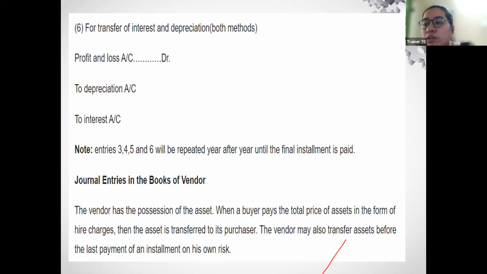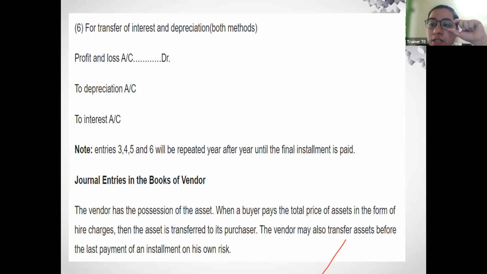Say for example, you are told to prepare the hire purchase accounts for 3 years. For the next 2 years, you will repeat only 4 entries for the second year and the third year. First and second entry will not be repeated, just like in the case of depreciation. You used to purchase the asset once, but you used to calculate depreciation every year. So every year you only have to copy paste the depreciation entries. You don't copy paste the purchase entry. Here also, first 2 entries will not be repeated. Only 4 entries will be repeated. Now this was in the books of the hire purchaser, that is the buyer.